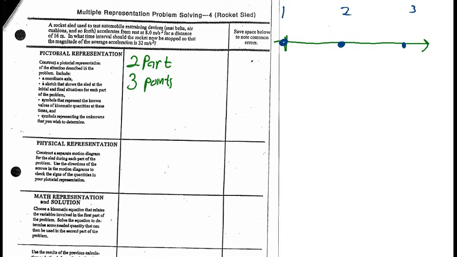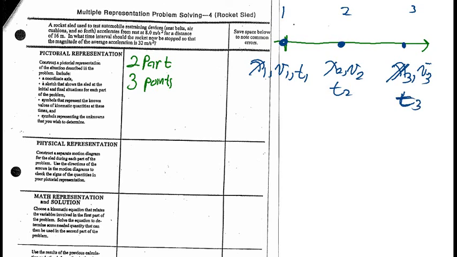x1, v1, and t1. We have x2, v2, and t2. And then we have x3, v3, and t3. We also have acceleration, so acceleration in the direction of motion, let's label that a1 from points 1 to 2, and then as the rocket sled slows back down, we'll label that acceleration a sub 2.